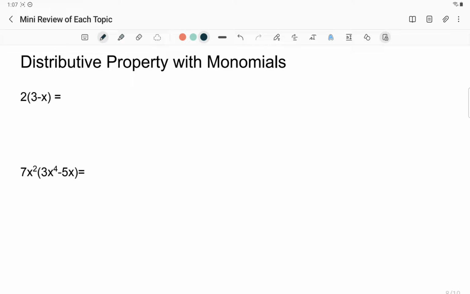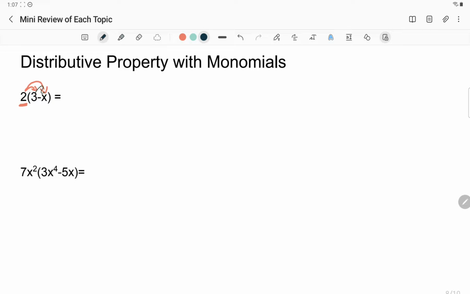Distributive law with monomials. But first, before we get to monomials, let's remind ourselves of what the distributive law is. The distributive law said that if we ever have some number outside of a set of brackets that's multiplying that set of brackets, what you can do is take that number and just multiply it by the individual parts inside the brackets.